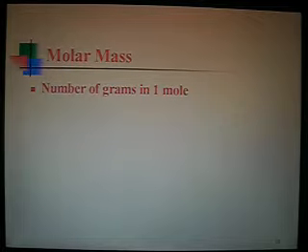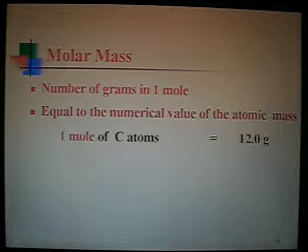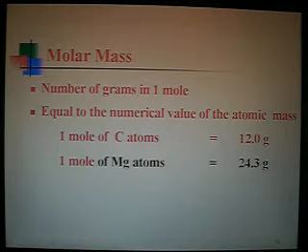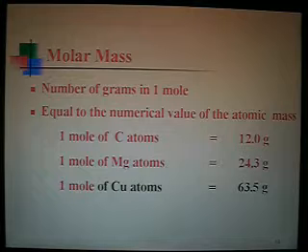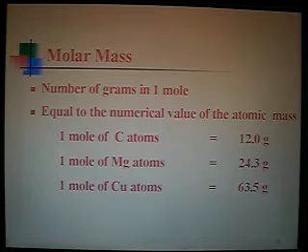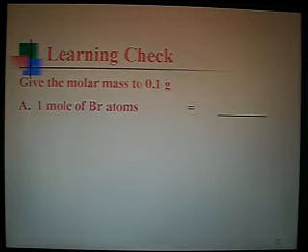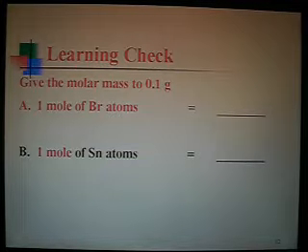Molar mass is the number of grams in 1 mole, and it's equal to the numeric value of the atomic mass. So when you look at the periodic table, the AMU is replaced by grams, and that's your molar mass. This is a test to see if you can use the periodic table to find these items.